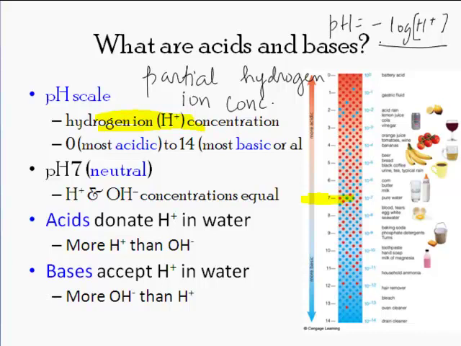On the other hand, we have something like drain opener or oven cleaner and bleach. These are all household ammonia. These are all alkaline substances. Baking soda is slightly alkaline too. You can see milk is slightly acidic. Very slightly, but it's got a slightly acidic texture to it. Pure water is neutral.